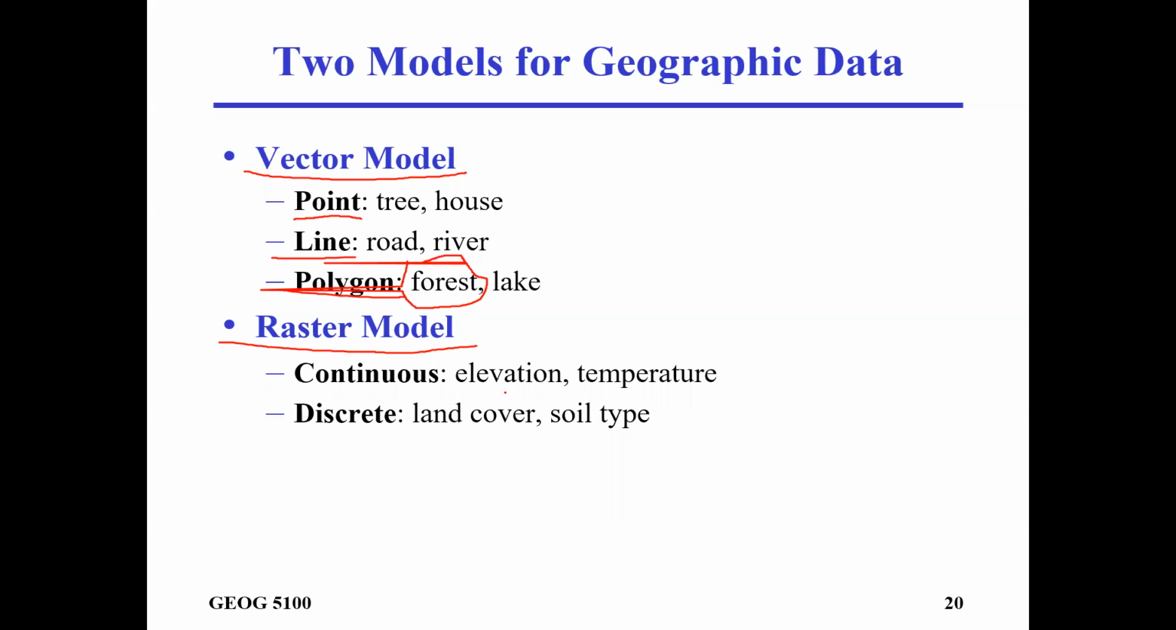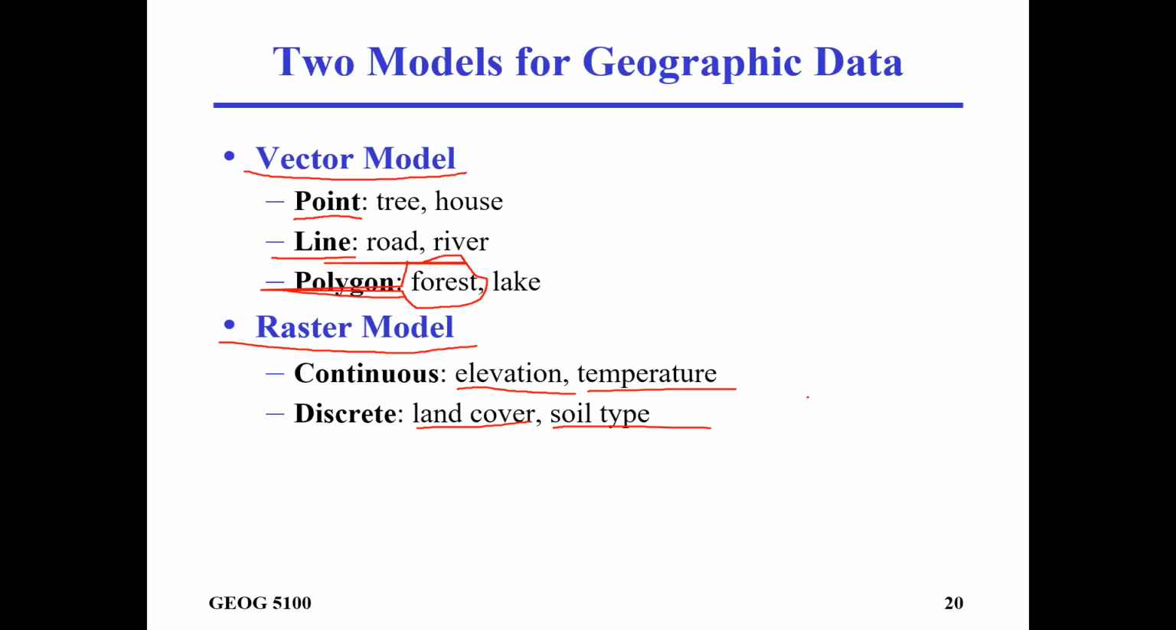In a raster model, we can address continuous variables such as elevation and temperature, or discrete variables. For example, the land cover of a pixel, or a land cover for a specific area, or soil type, right? These are discrete variables. Continuous variables are such as elevation, temperature.